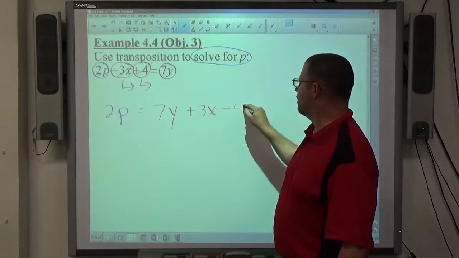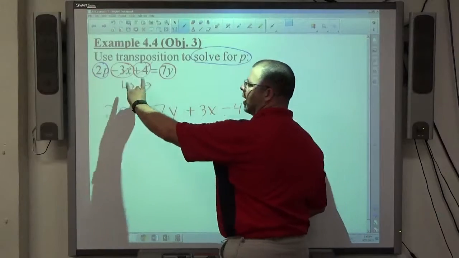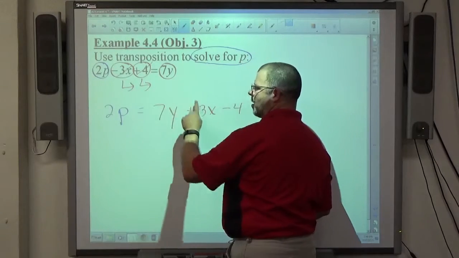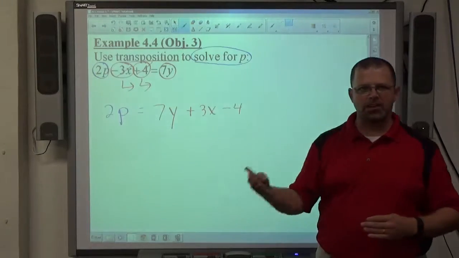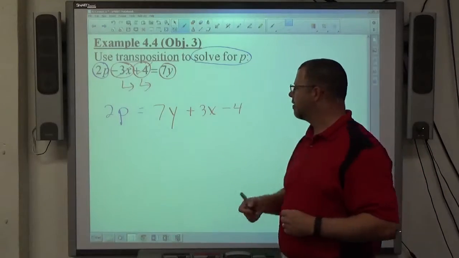It becomes negative 4. Everything that moves across the equal sign changes signs. Negative becomes positive. Positive becomes negative. That's the transposition they're talking about. Change sides means we change signs.